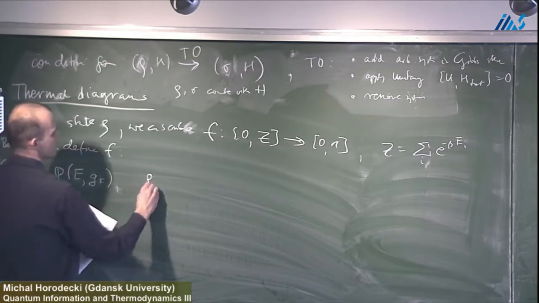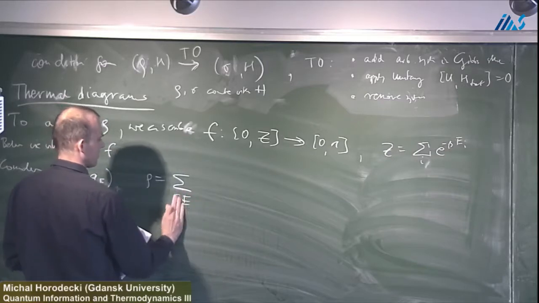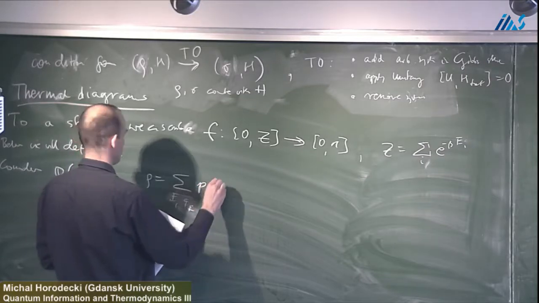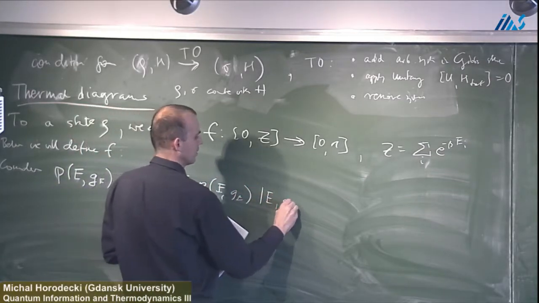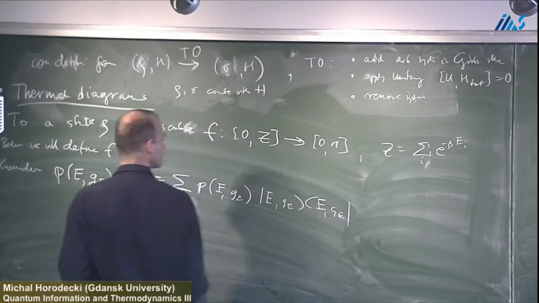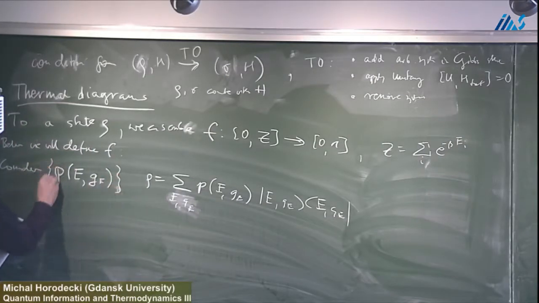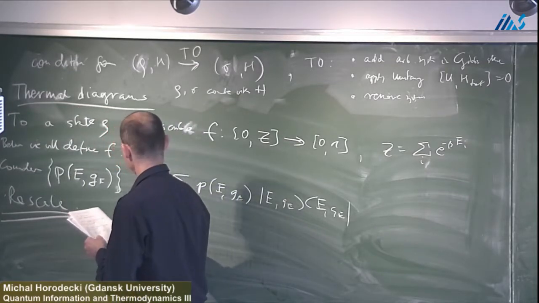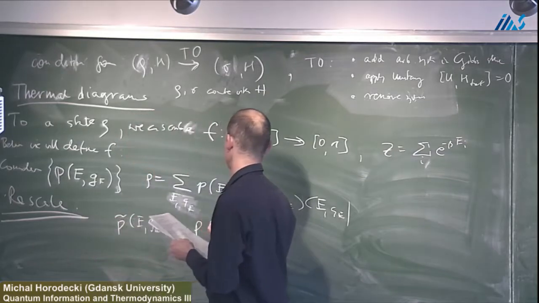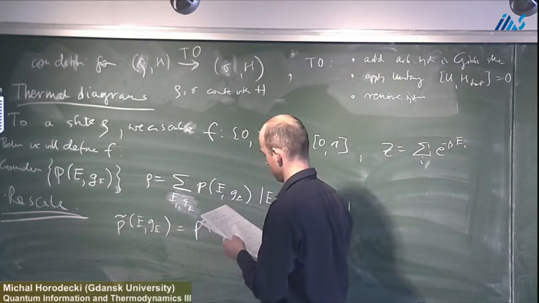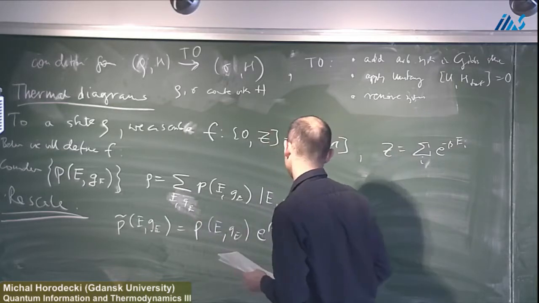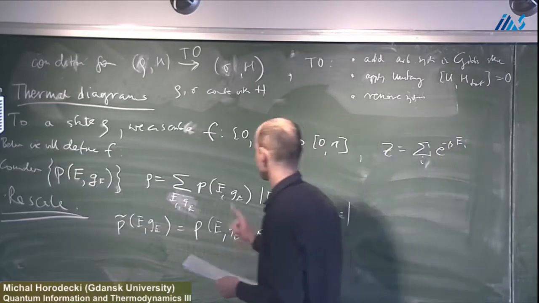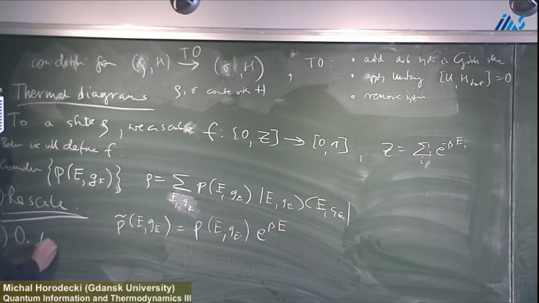So let me write. Rho is equal to the sum over E, g_E of P of E, and E g_E. Good. So we consider this set of probabilities, the eigenvalues of rho, and then we rescale them. How do we scale? By multiplying with the Gibbs factor, the Boltzmann factor. That's the rescaled values. Then we order these rescaled values. So that's first rescale, then order.